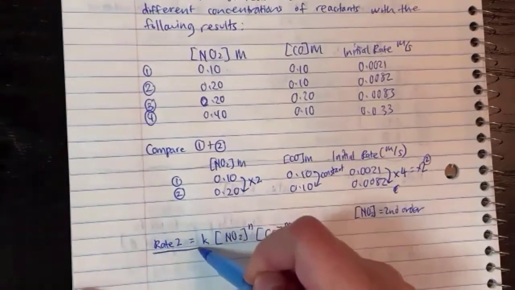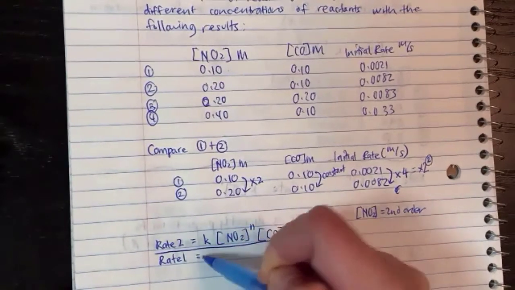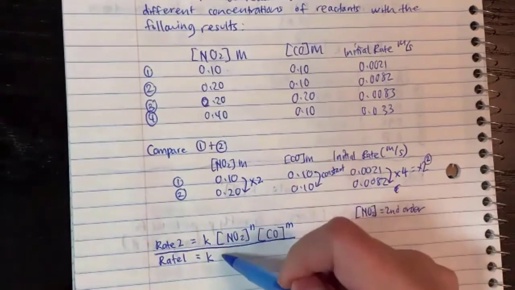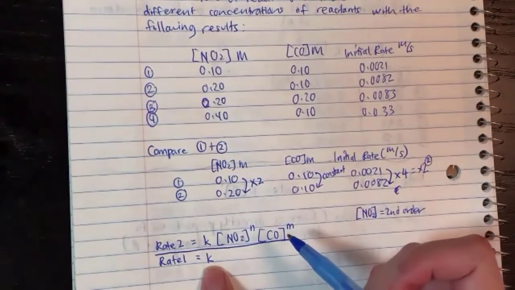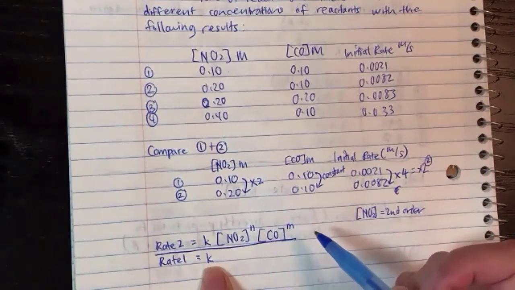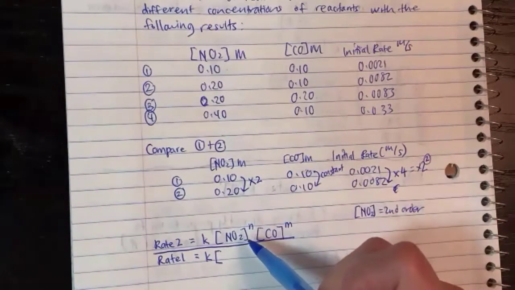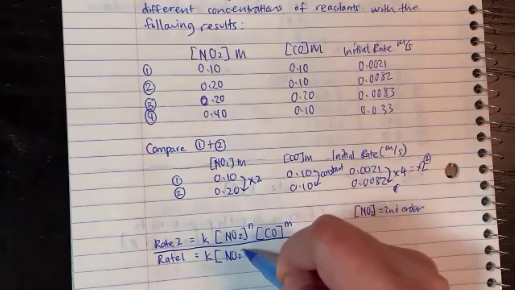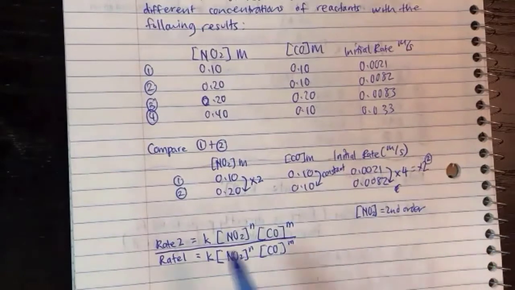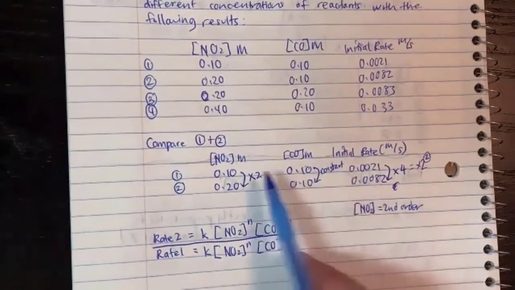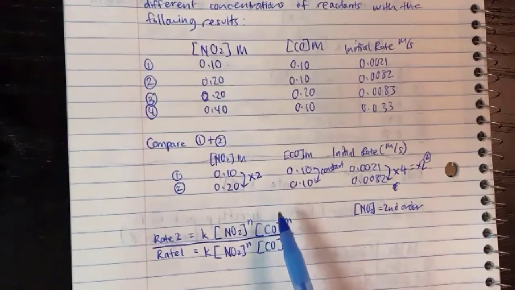Now, I can divide this whole thing by writing rate 1 on the bottom. So rate 1 equals K, again, a rate constant. Because it's the same experiment, it will have a rate constant here that's at the same temperature. When the temperature doesn't change, the rate constant stays the same. So K times NO2 to the power of N times CO to the power of M. Now the thing is, rate 2 and rate 1 have numbers in here. Concentrations of each reactant have numbers. So what you have to do is plug it in.